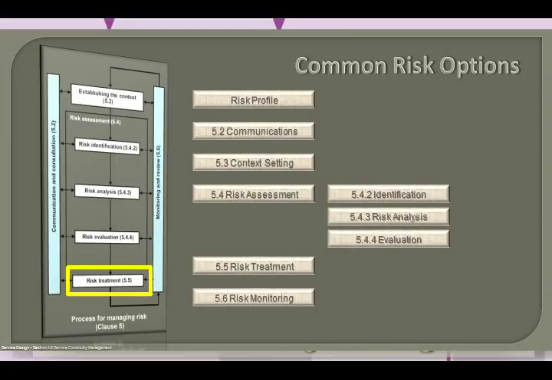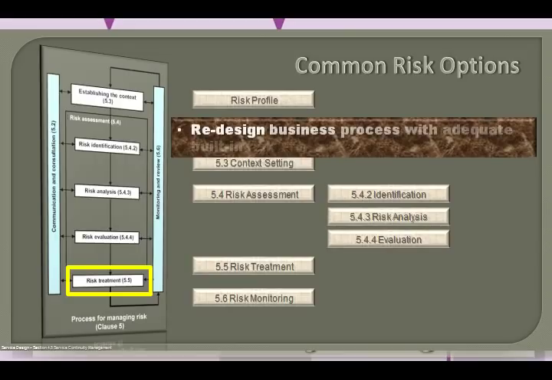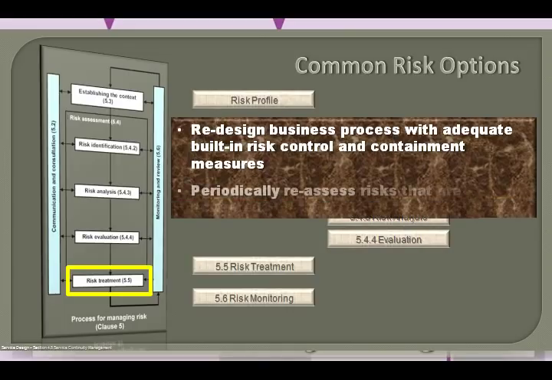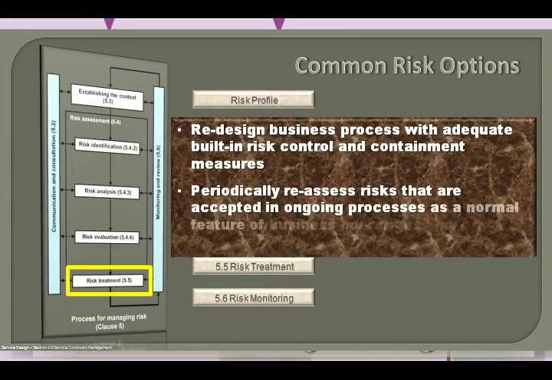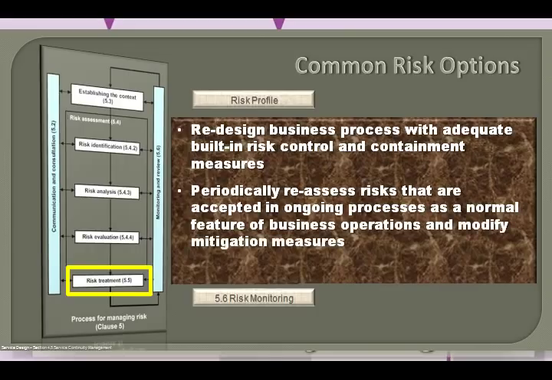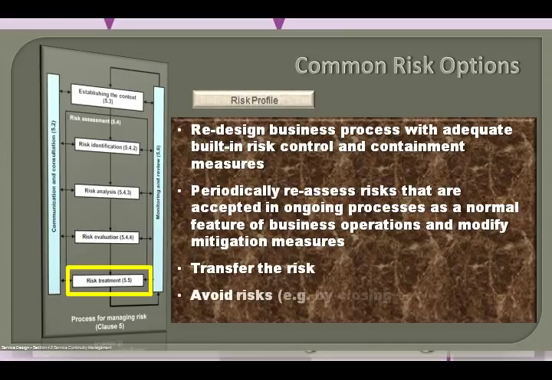Risk mitigation measures often fall into one of four generic risk options. Design a new business process with adequate built-in risk control and containment measures from the start. Periodically reassess risks that are accepted in ongoing processes as a normal feature of business operations and modify mitigation measures. Transfer risk to an external agency such as an insurance company, or avoid risks altogether, perhaps by closing down a particular high-risk business area.